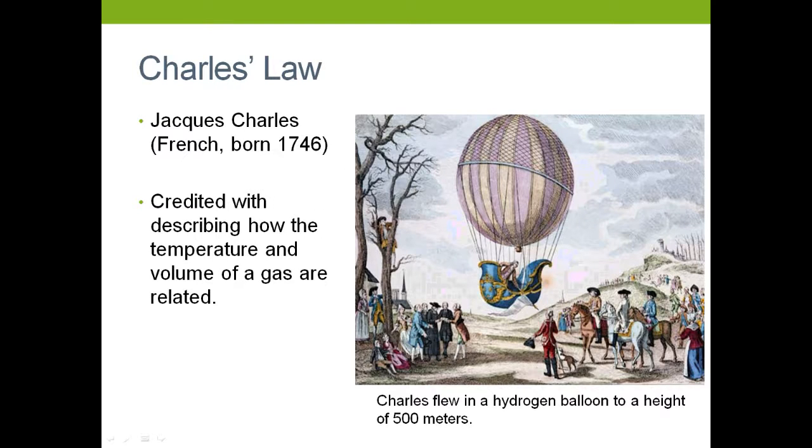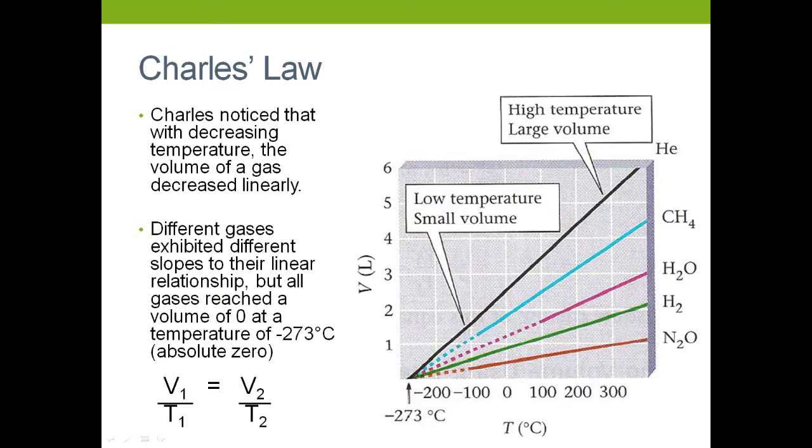Charles' Law. Jacques Charles was born in France in 1746. He is credited with describing how the temperature and volume of a gas are related. To the delight of onlookers, Charles flew a hydrogen balloon to a height of 500 meters. Charles noticed that with decreasing temperature, the volume of a gas decreased linearly.